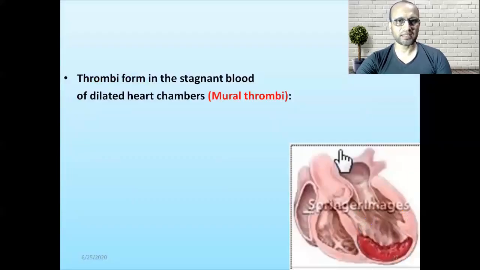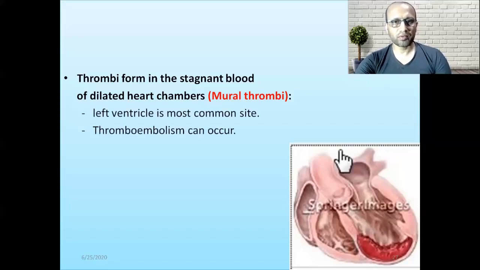Thrombi can form in the stagnant blood of dilated heart chambers, and these thrombi are known as mural thrombi. Left ventricle is the most common site for mural thrombi formation. Thromboembolism can occur.